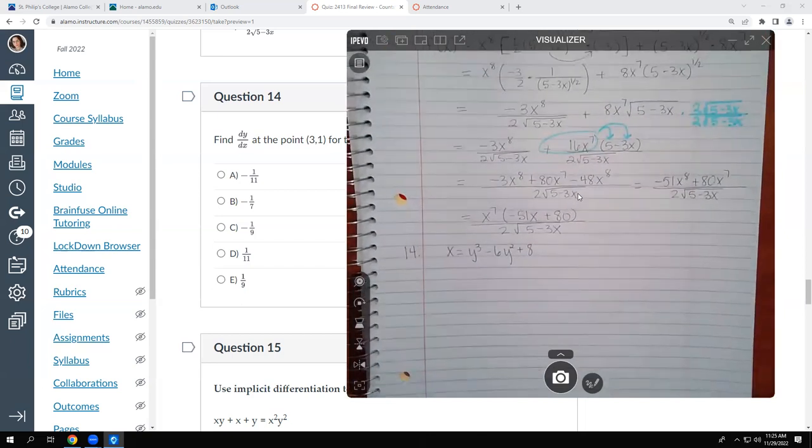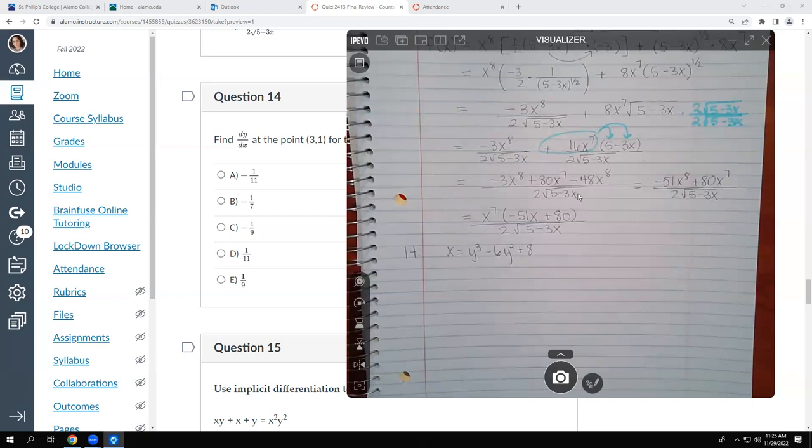So it says find dy dx, but this thing doesn't have y equals, right? So it's not going to be easy to find dy dx. There was a whole strategy on this. Dy dx, it just depends on how you want to do the notation. Some people choose to use dy dx and other people choose to do y prime. It's the same thing, okay? Dy dx is y prime.